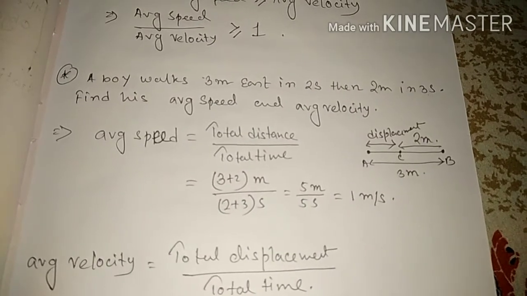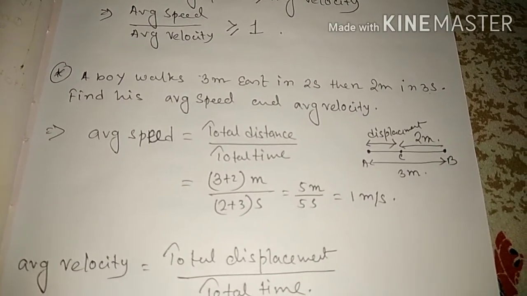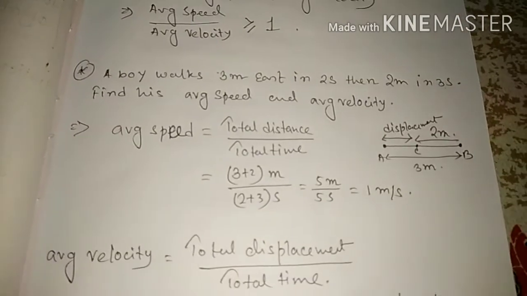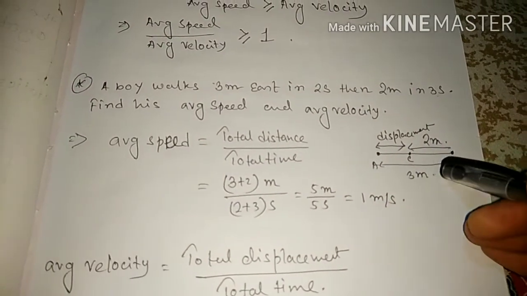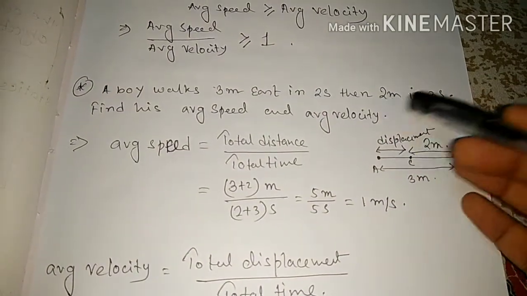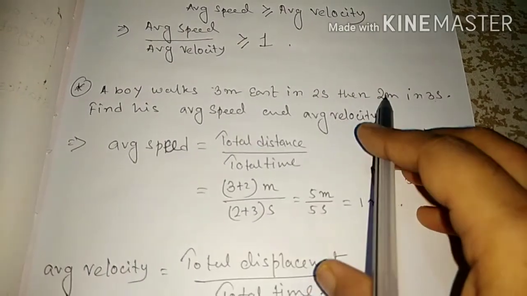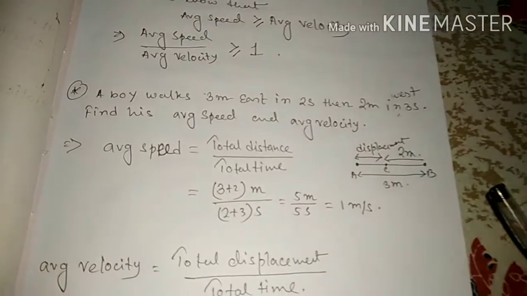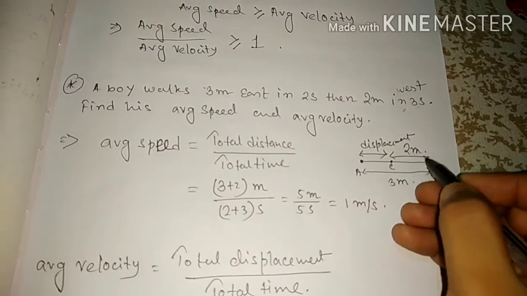A boy walks 3 meter east in 2 seconds, then 2 meter west in 3 seconds. Find its average speed and average velocity. So the boy started from A, then reaches point B. This is 3 meter, and it takes time 2 seconds. Then 2 meter in west in 3 seconds. So 2 meter in west means up to C, that is 2 meter.